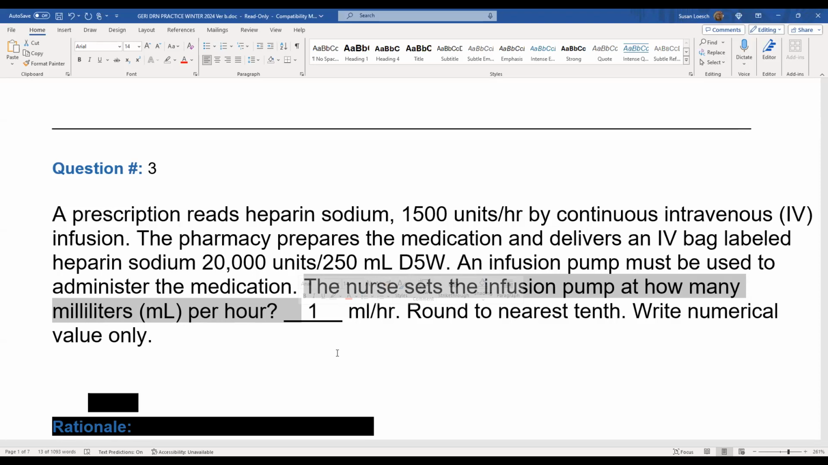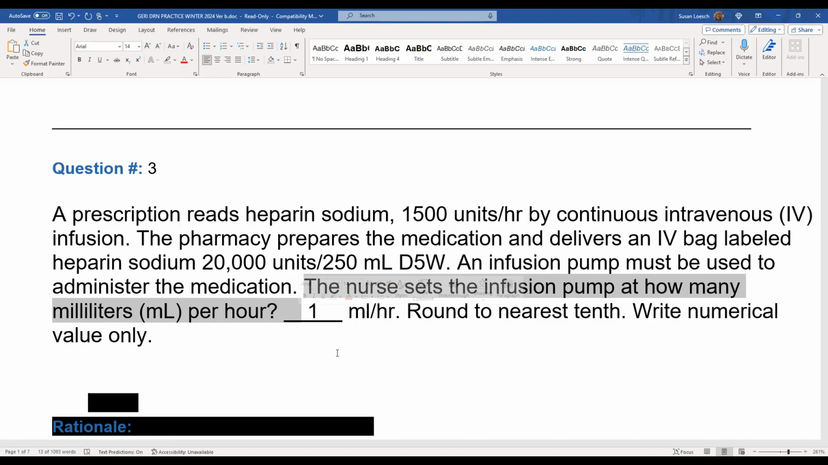I mean, my prescription is for what? I'm sorry, 1,500 units an hour. Now look at my stuff. Look at what I have on hand. Look at what my prescription is. On the top, on the bottom, I'm going to have units. So that can cross out, right?